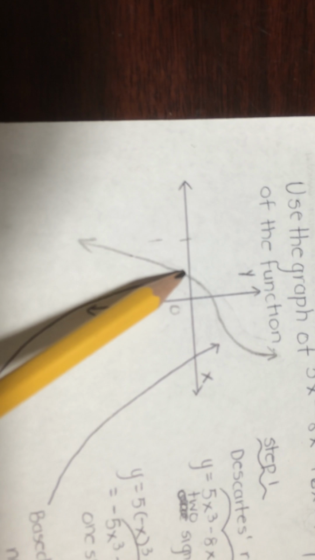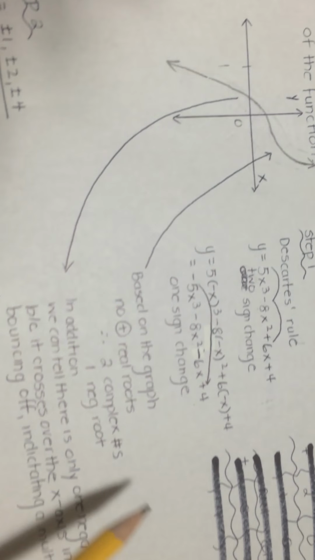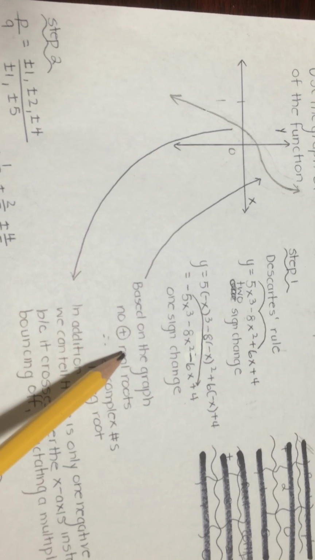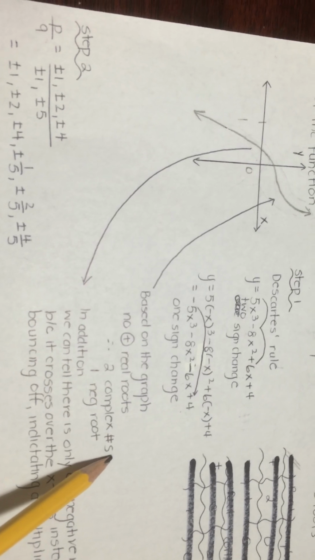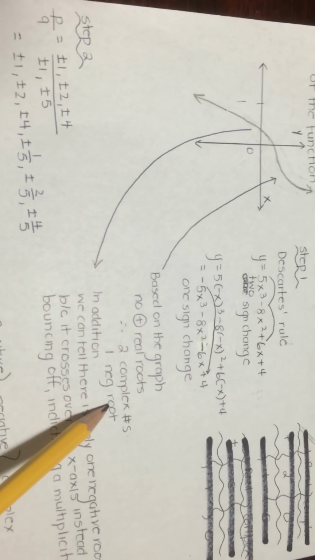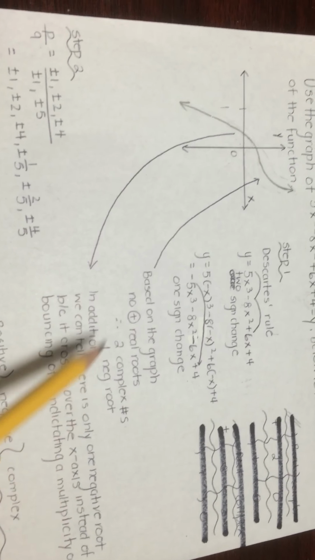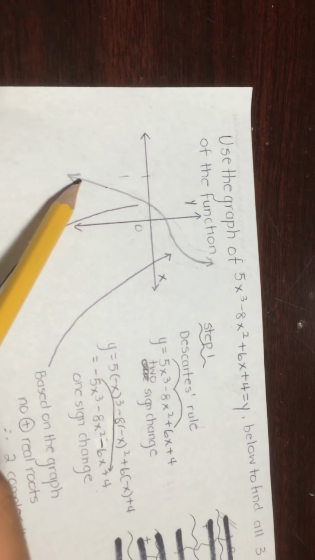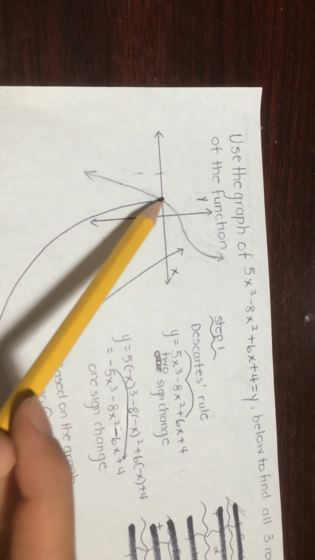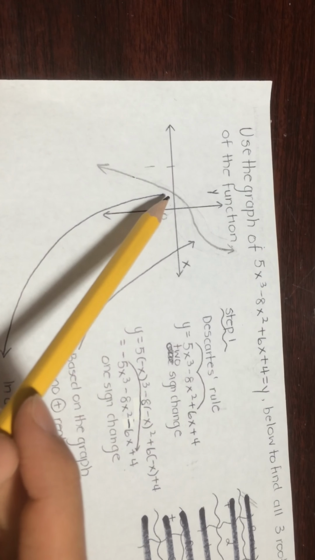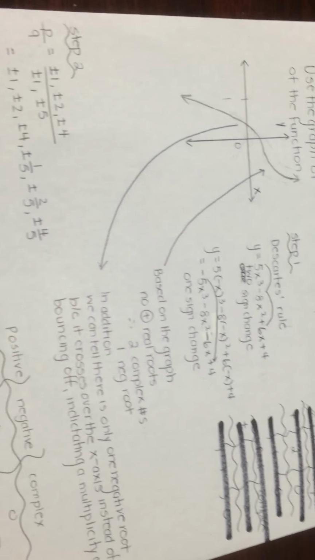As you can see, the graph never touches the x-axis on the positive side, which means that there are no positive real roots. Therefore, there are two complex roots and one negative root. Another way to tell that there is only one negative root is by looking at the graph. The graph crosses over the x-axis instead of bouncing off, which means that there is a multiplicity of 1 instead of multiplicity of 2.